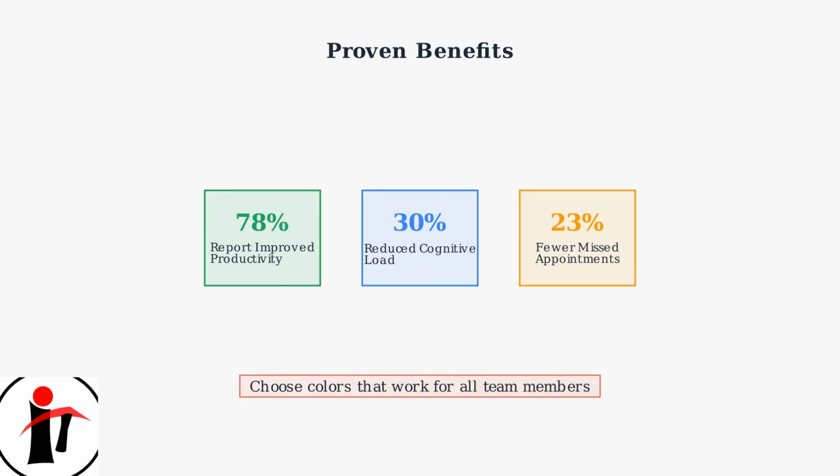Remember to consider accessibility when choosing your color system. Select colors that work for all team members, including those who may be colorblind. High contrast options and consistent patterns help ensure everyone can effectively use your color-coded system.